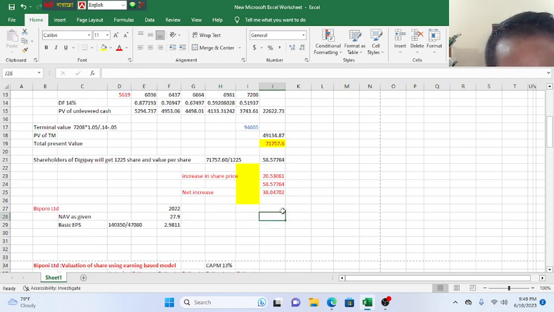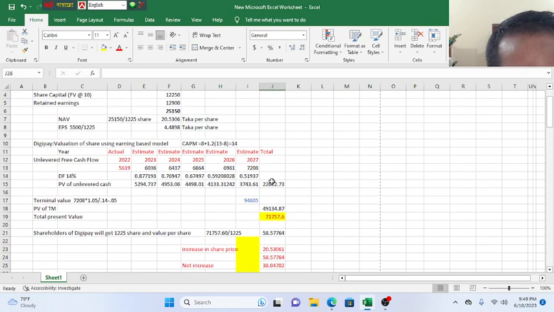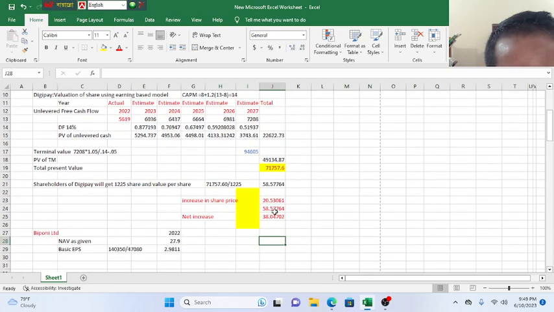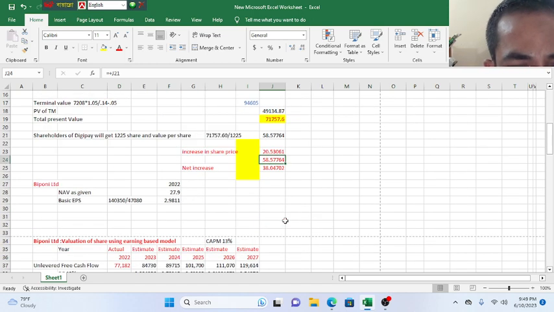So their net increase is, previously it was just 20.53. Now after acquisition their share price will go up to 58, that is net increase, shareholders will get 38 taka per share. Their net wealth will be increased.